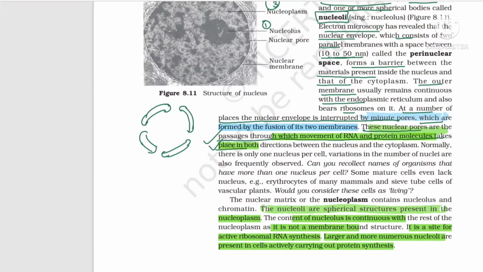Now, generally there is one nucleus per cell. But we have already studied in biological classification that Paramecium has two nuclei per cell. Normally there is only one nucleus per cell, but variation in number can be seen. Who has more than one nucleus? Paramecium. And some cells don't have a nucleus at all. They are living but don't have a nucleus, for example RBCs and sieve tube cells. This much is clear to you.